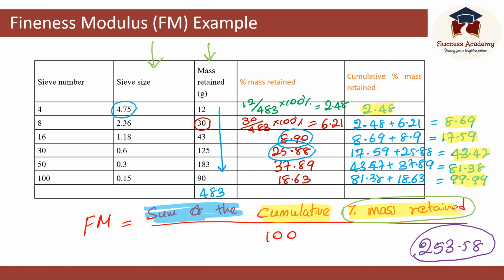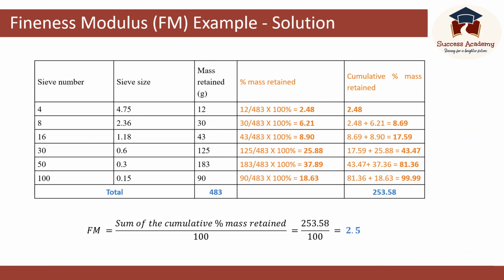We need to divide that by 100 to find the fineness modulus. So the fineness modulus of this particular aggregate sample is 2.53. So these are the steps that we have to use to find the fineness modulus. Here you can see the steps and the solution.